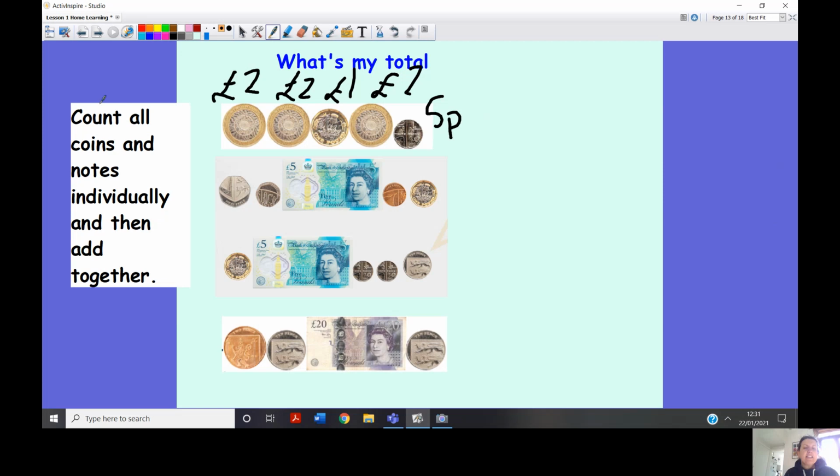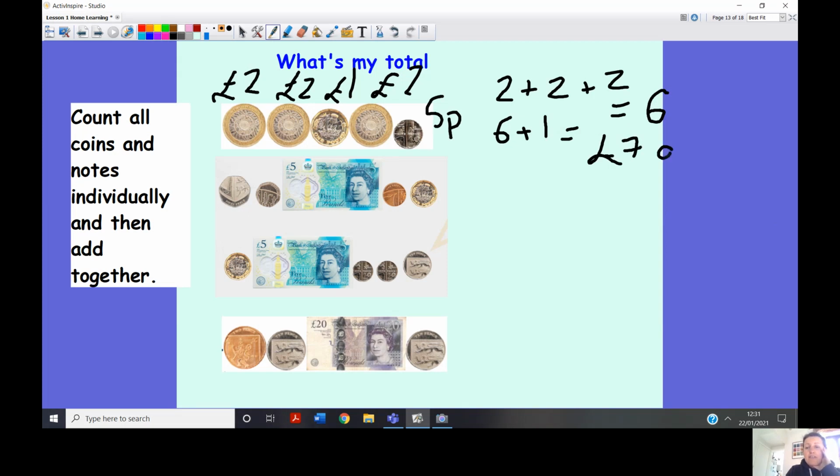So my step to success is count all the coins and notes individually and then add them together. So I'm going to do 2 add 2 add 2 is equal to 2, 4, 6, which is equal to 6. Then I'm going to add on another 1. 6 add 1 is equal to 7. So I have £7 and I've got 5p. You could also write that in another way, but we're going to probably leave that for today.